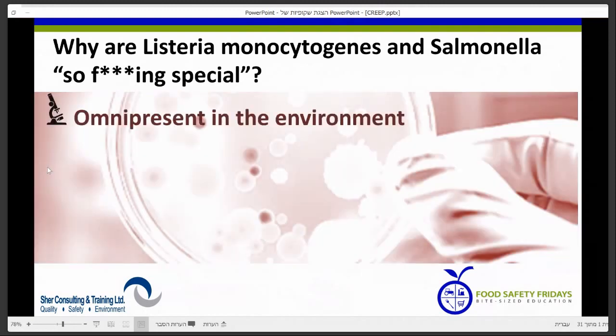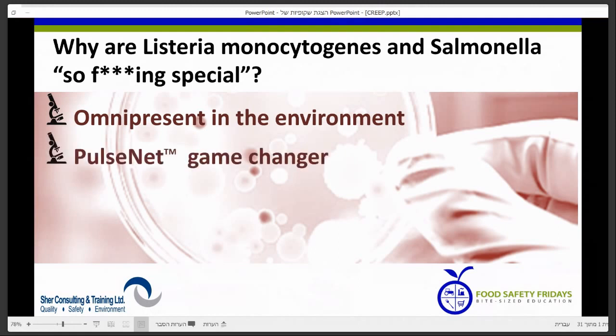One, they're all over the place. We have Listeria and Salmonella wherever we have animals, and animals we have everywhere, because they are part of the intestinal flora of almost all animals. Then you can expect them to be anywhere, wherever animals are going to the bathroom, which is everywhere.